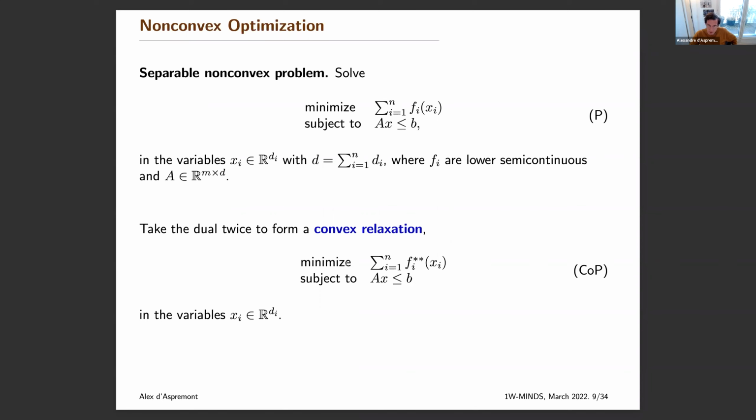And what happens is that when you take the dual twice, what you get is, of course, a convex relaxation of the original primal. And this relaxation has a very nice structure because it's written as the sum of the convex envelopes of the functions fi with the same linear constraints. And that's true because the constraints are linear. It gets a bit trickier when they're not. Okay, but for us here, it's going to help keep things simple. Right, so that's our basic problem.